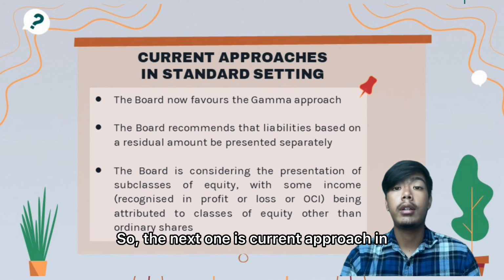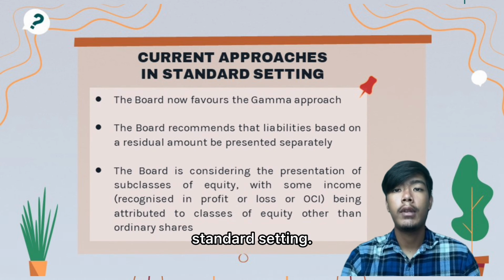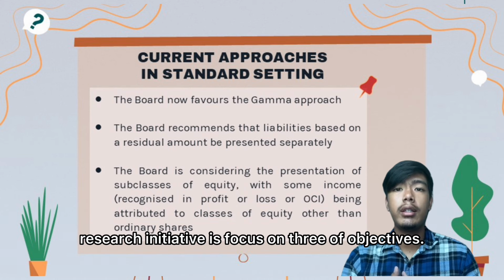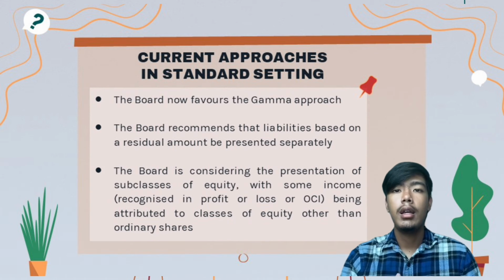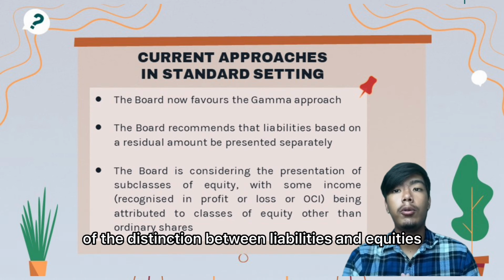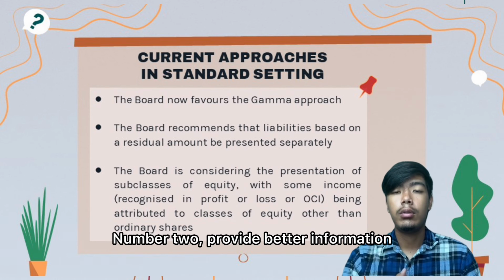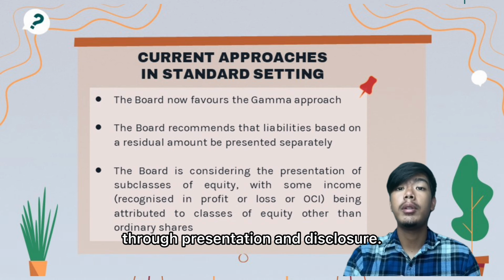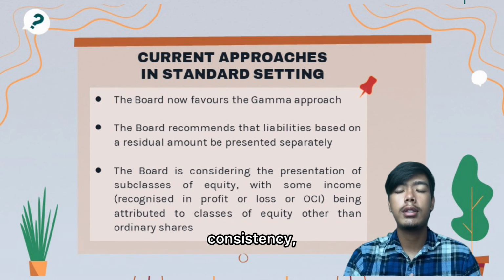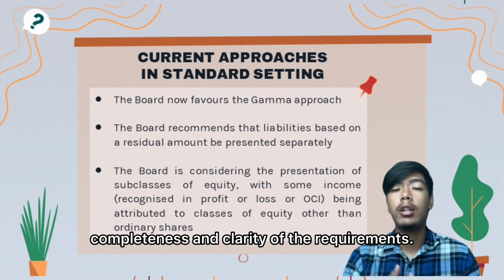So, the next point is the current approach in standard setting. The board's current approach to the FICE research initiative is focused on three objectives. The first one is to reinforce the underlying rationale of the distinction between liabilities and equities in IAS 32. Number 2, provide better information through presentation and disclosure. Number 3, improve consistency, completeness and clarity of the requirements.